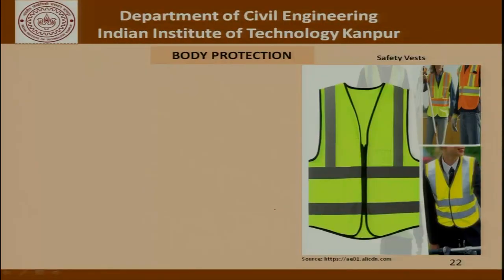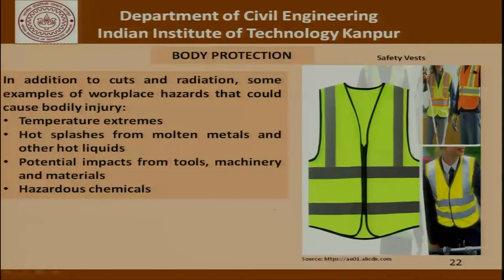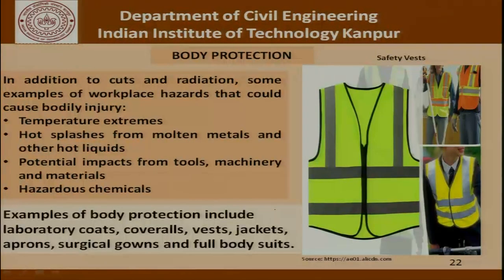Now, coming to body protection, in addition to cuts and radiation, some examples of workplace hazards that could cause bodily injury could be temperature extremes, hot splashes from molten metals or other liquids, potential impacts from tools, machinery and materials, and hazardous chemicals. And examples of the protection could include laboratory coats, coveralls, vests, jackets, aprons, surgical gowns and full body suits.